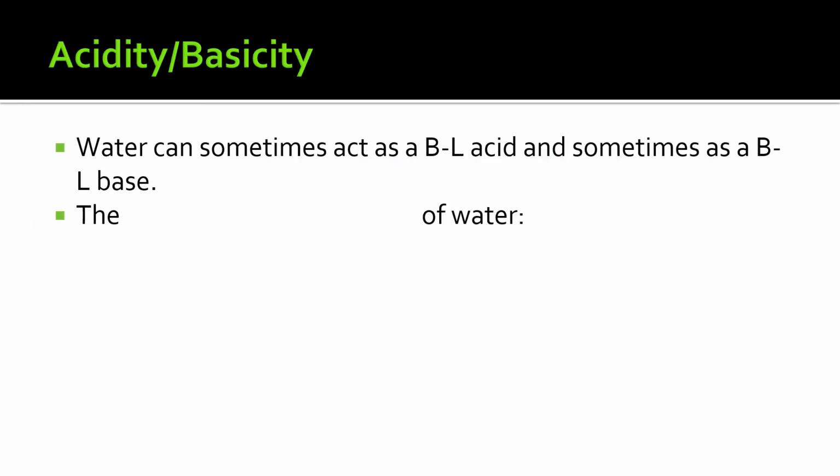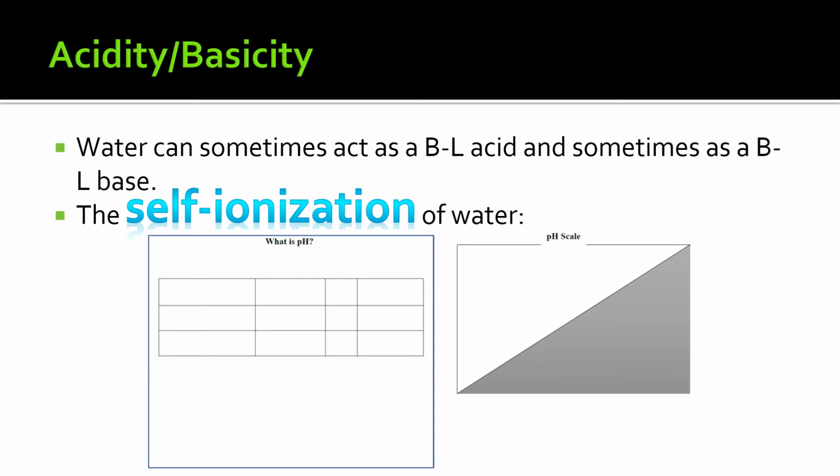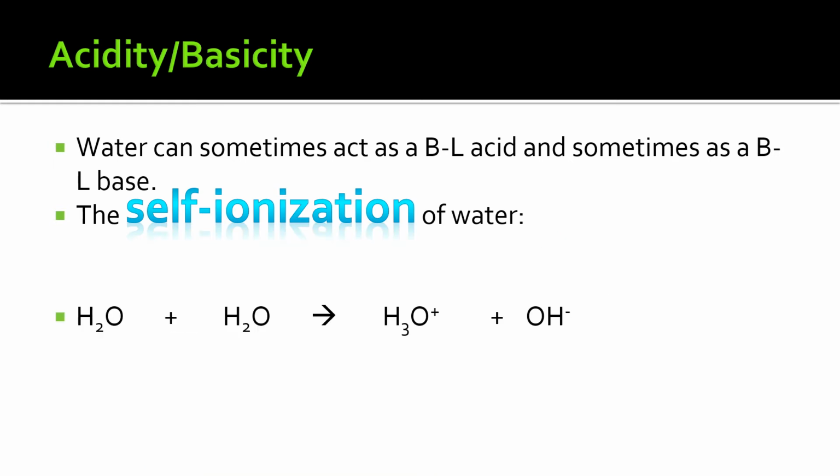Water can sometimes act as a Bronsted-Lowry acid and sometimes as a Bronsted-Lowry base. This is called the self-ionization of water. In your notes, please locate this area and write down this equation right here: self-ionization of water. Water plus water yields hydronium ion and hydroxide ion.